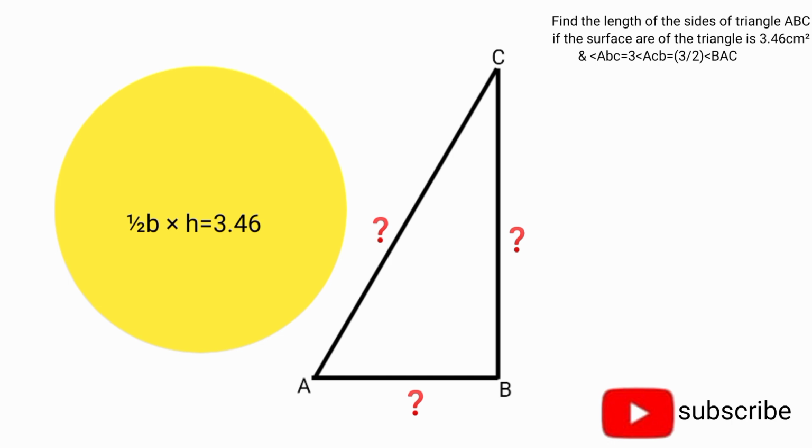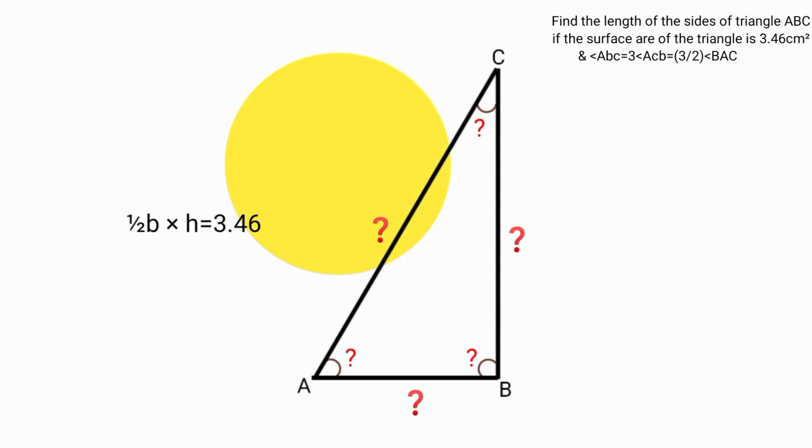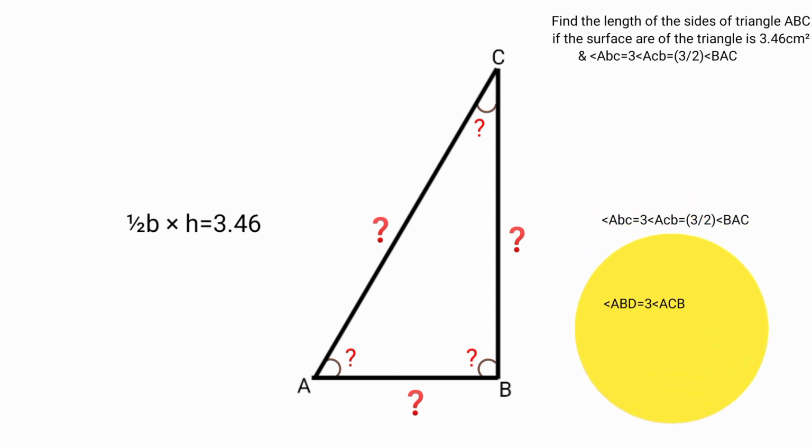So what are the base and the height of a triangle? To know the base and the height of a triangle, we need to know what type of triangle it is, and for that, we need to know the sizes of its angles. Though we don't know them, from here, since angle ABC is equal to 3 times angle ACB, which equals 3 over 2 times angle BAC, it tells us that angle ABC is equal to 3 times angle ACB, and 3 times angle ACB is equal to 3 over 2 times angle BAC. So let's say this angle BAC equals X. Substitute it here. So if angle BAC equals X, 3 times angle ACB will be equal to 3 over 2 times X.